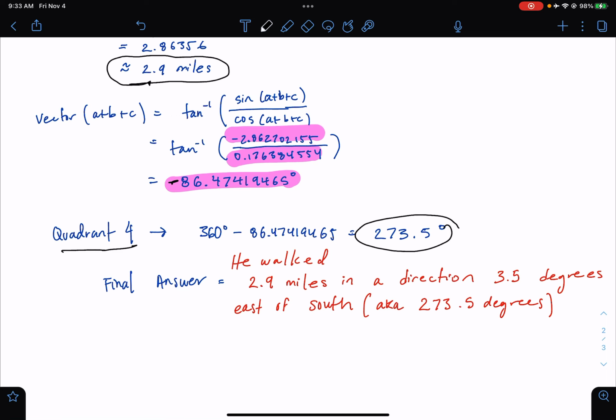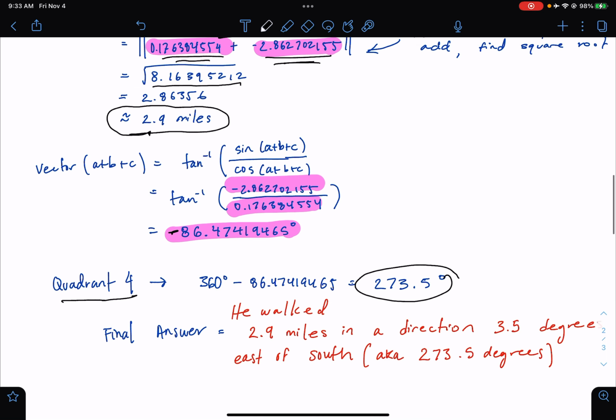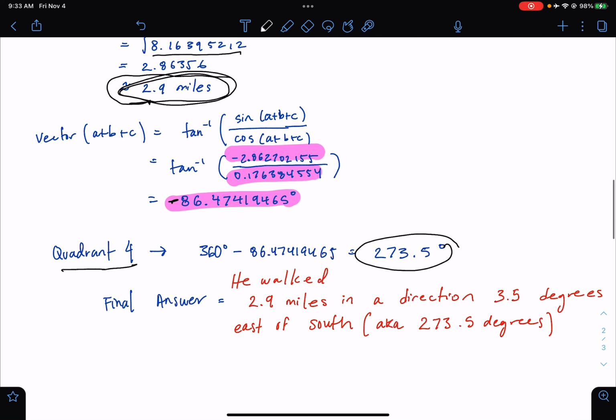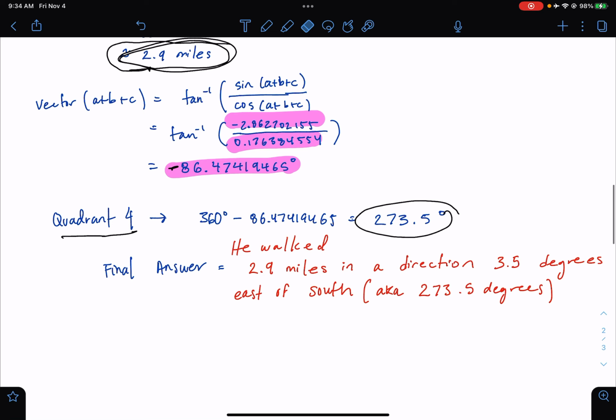So final answer, he walked 2.9 miles. The 2.9 I got from the magnitude right here in the direction of 3.5 degrees east of south. Now just using the same language that was in the asked question. So 3.5 degrees east of south is the same as 273.5 degrees as a general direction.